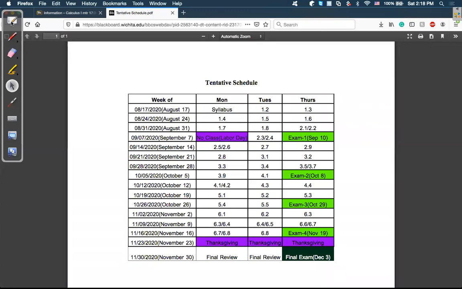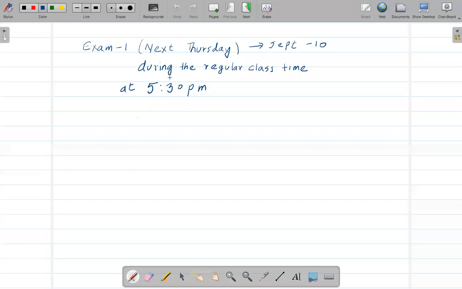The exam is going to cover everything up to this point, up to sections 2.1 and 2.2. I will include 2.3 and 2.4 on exam 2, but exam 1 goes until here. So it's pretty much everything from chapter 1, and from chapter 2, it's going to be sections 2.1 and 2.2.